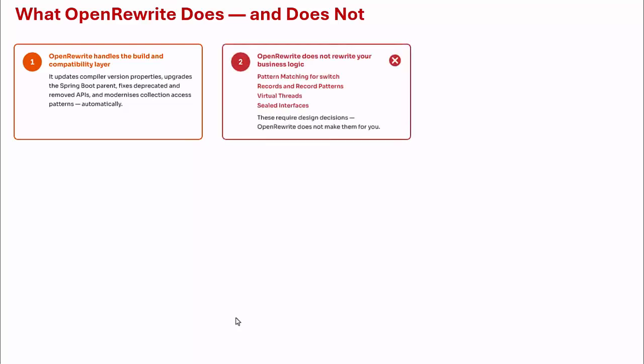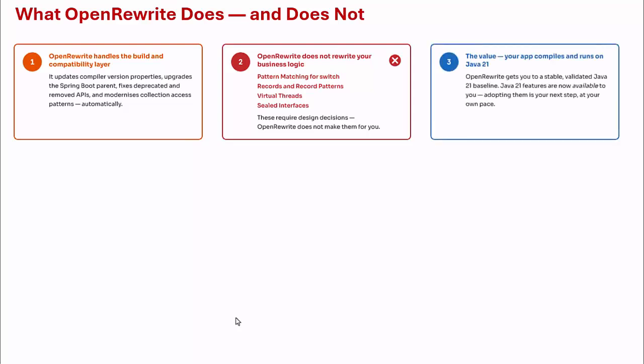Now, what it does not handle, for example, pattern matching for switch, records, virtual threads, sealed interfaces, none of these were applied. These are all Java 21 features, but they require deliberate design decisions. OpenRewrite does not make those decisions for you, and it should not. So the value is clear: your application now compiles and runs on Java 21. The new features are available to you. Adopting them is your next step at your own pace.